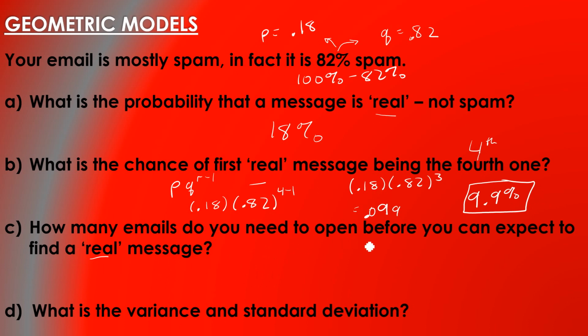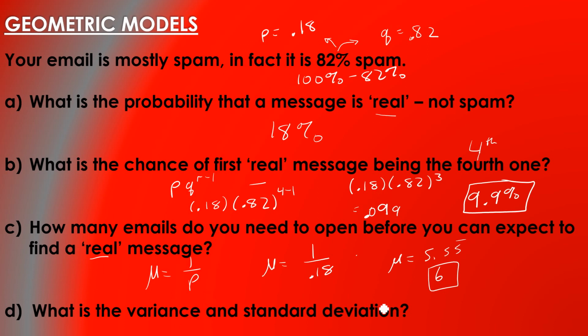How many emails do you need to open before you can expect to find a real message? So mu is going to be 1 over p. So mu is 1 divided by 0.18. So mu, our expected value, the expected number of tries that it's going to take, is 5.55 repeated. So 6 tries. We'll say 6 tries.